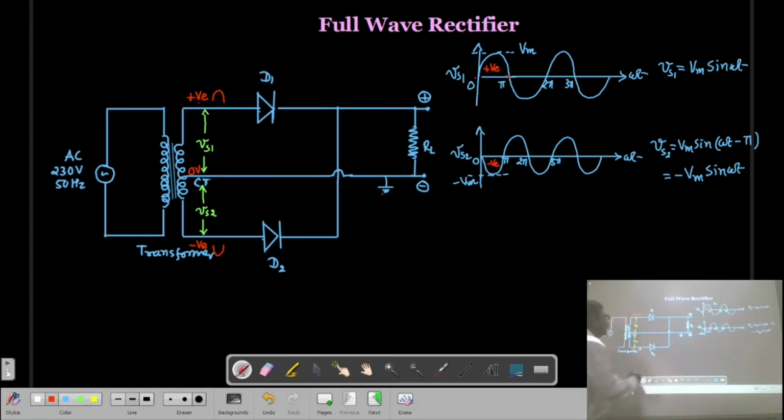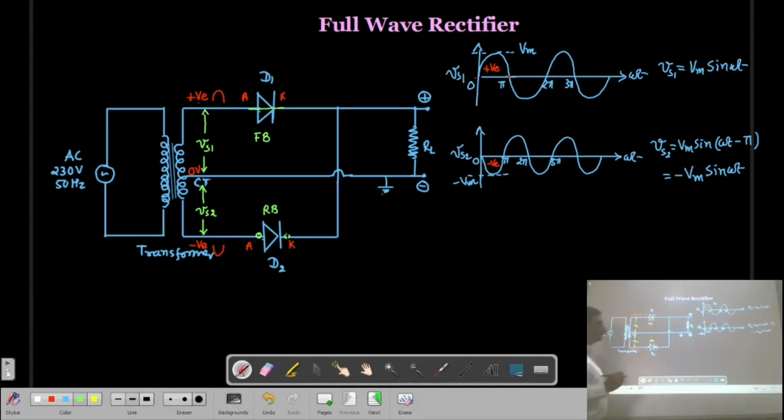Now we know that this is the anode of the diode D1, and this is the anode and the cathode of the diode D2. Now the anode of this diode D1 is positive, so this diode will be in forward bias, and here this anode is connected to a negative voltage, so this diode will be in reverse bias. So diode D1 will act as a short circuit due to this forward bias, and this will act as an open circuit.